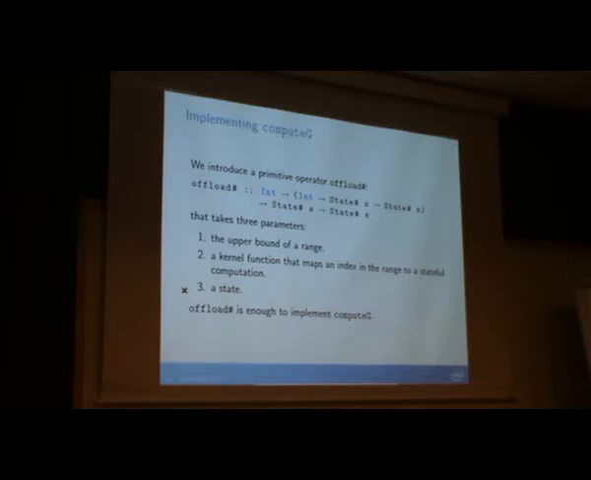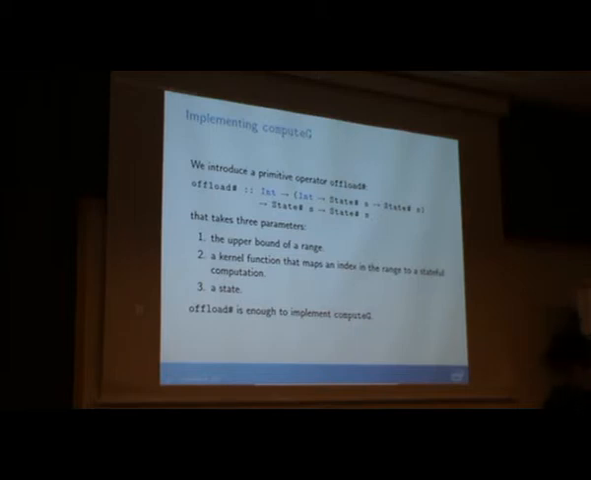First, we'll look at how this compute G is implemented internally. We introduce a primitive operator called Offload that takes an upper bound of a range. Basically, we're assuming a linear kind of index space. And the second parameter is a kernel function that maps from index in the range to a stateful computation, where you see this State# S. If you're not familiar with internals of GHC, that's actually how the I/O monad is internally implemented. So it turns out introducing this one additional primitive, offload, is enough to implement compute G.